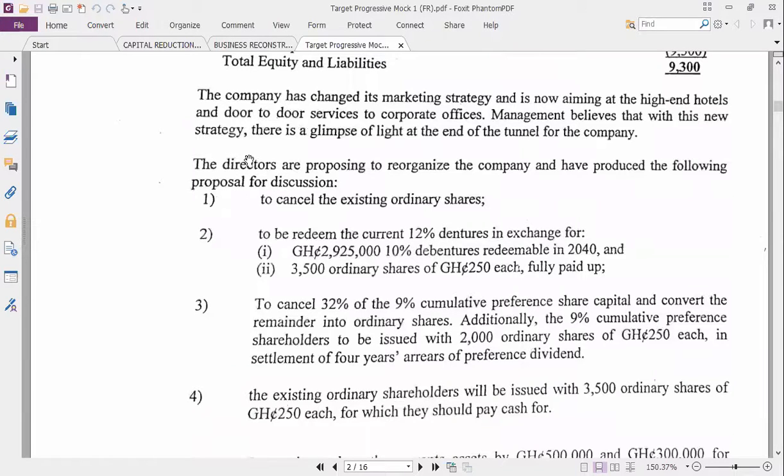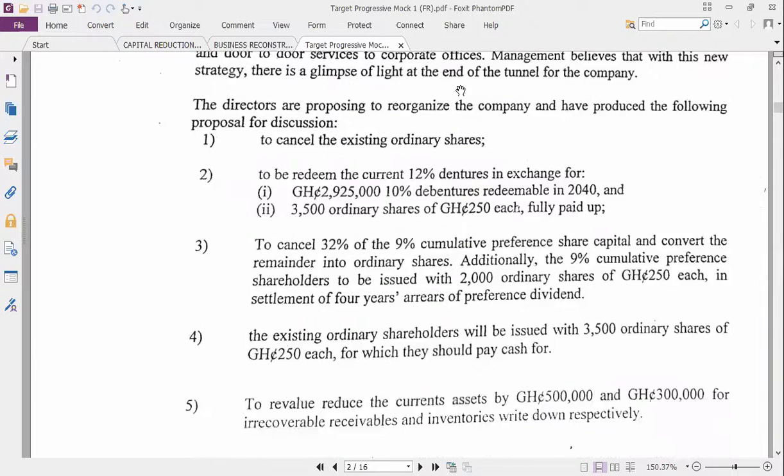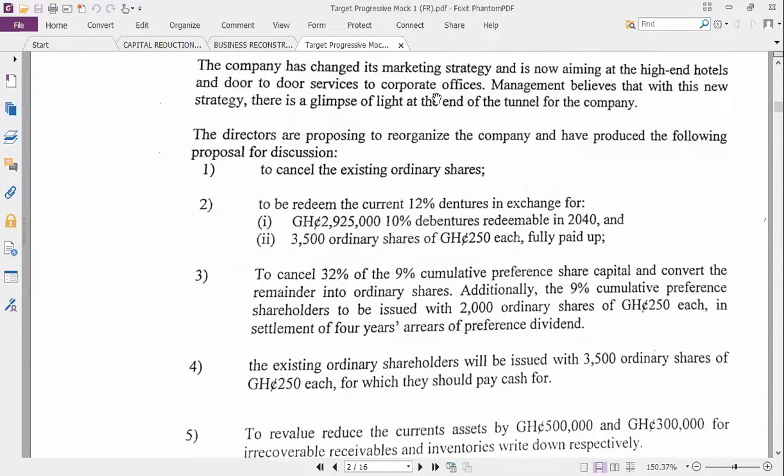The company has changed its marketing strategy and is now aiming at high-end hotels and door-to-door services to corporate offices. Yes. And this statement is the same thing in ironing, door-to-door service. Okay.